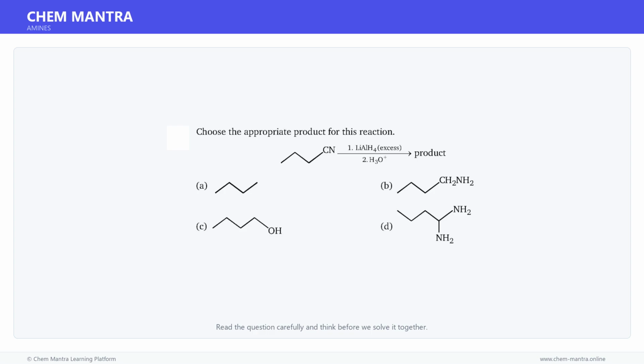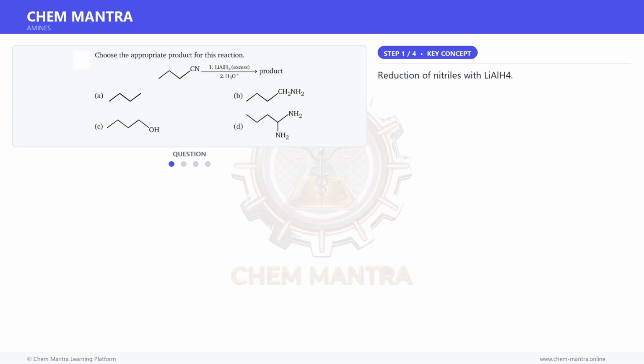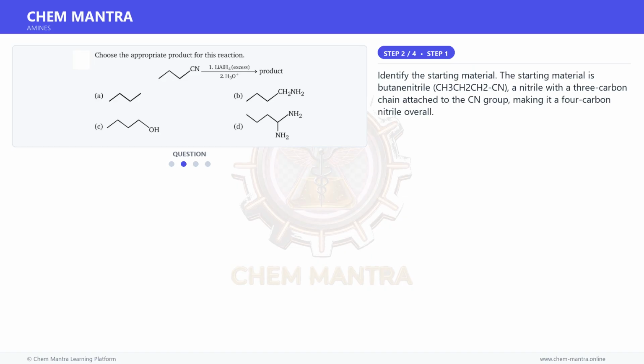Here is a question. Read it carefully and think about the answer. Let us solve it step by step. Let us first understand the key concept here. Reduction of nitriles with LiAlH4. Moving on to the next step.